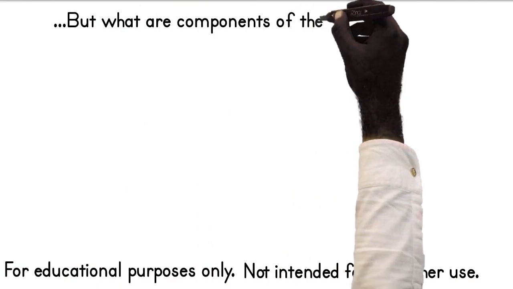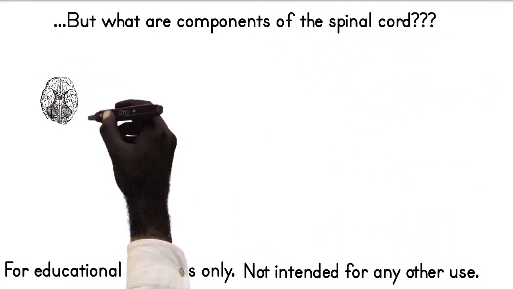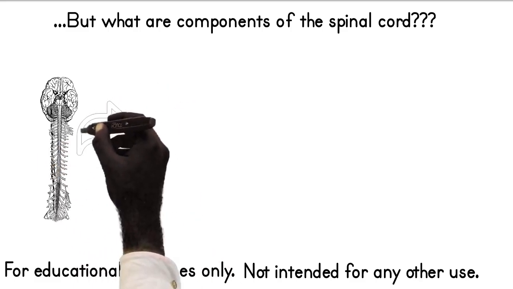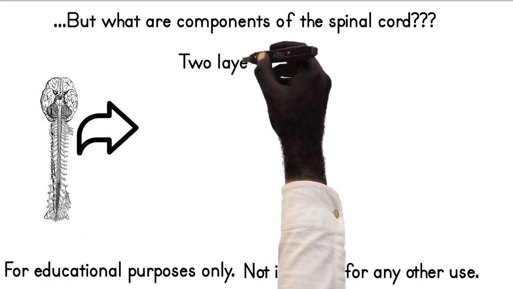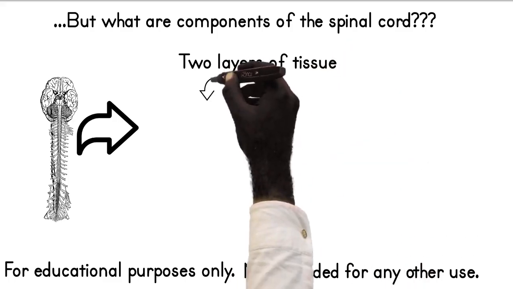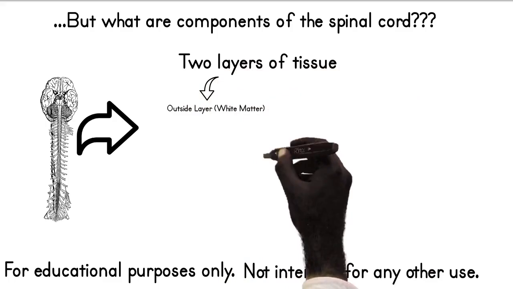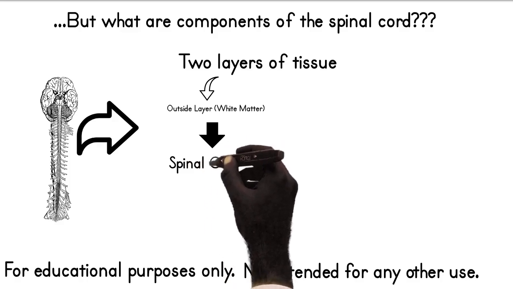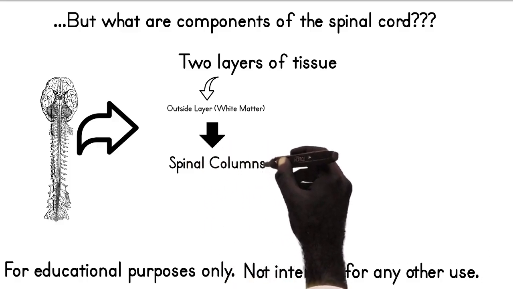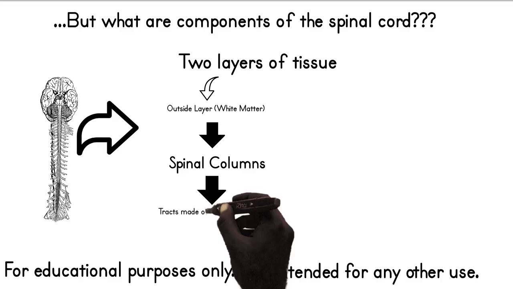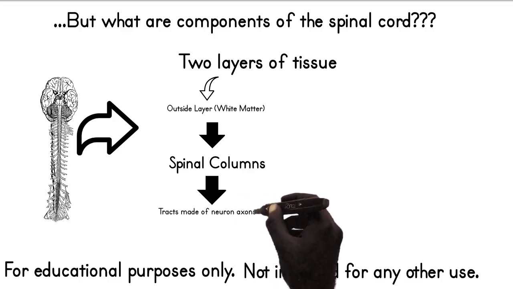If we further take a look at the spinal cord and imagine taking a look at a cross section of the spinal cord, we're going to find that the spinal cord contains two layers of tissue. The outside layer, which is the white matter of the spinal cord, is organized in a way that gives rise to the spinal columns. And in these columns, this is where you will find the tracts, which are made of collections of neurons that allow the transportation of information to and from the brain.